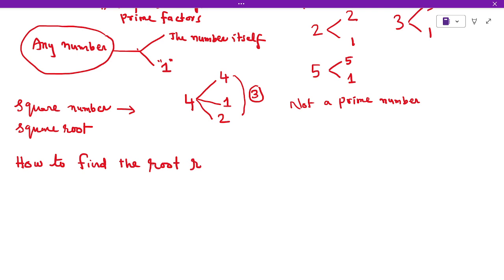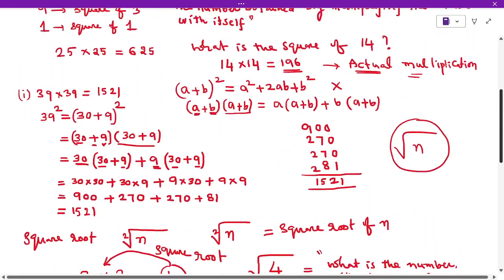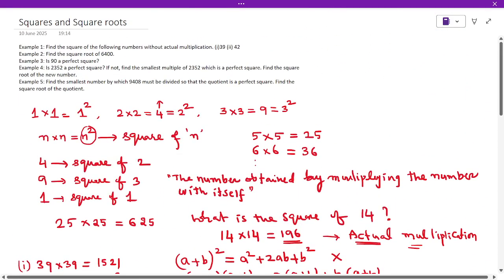Let me write down here: square root. This is the question. As I said, we are going to use the method of prime factorization. Let me take the examples from here only so that it will be easy for us.